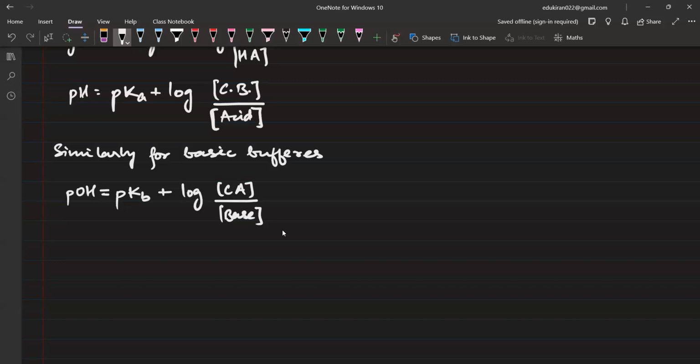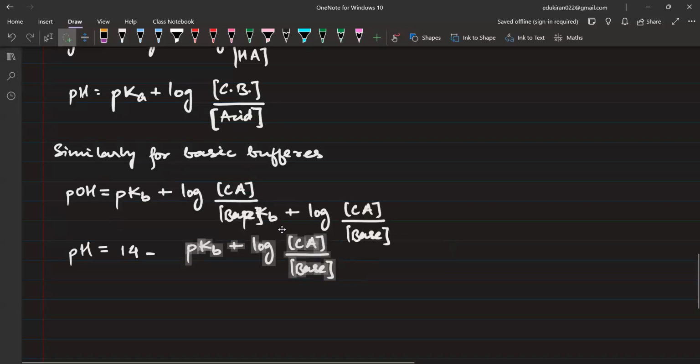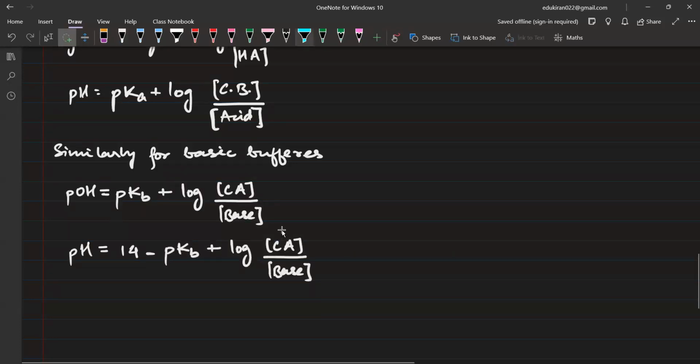Now, I mentioned this here because you can compare it and say, okay, fine, we can get the pH of the basic buffers also. But we know that pH is 14 minus pOH. So if I want to talk about the pH of a basic buffer, that will be 14 minus whatever the pOH is, and pOH is this whole term. What is pOH for basic buffer? This, the whole term for basic buffers. So this will be the formula for the pH of basic buffer.